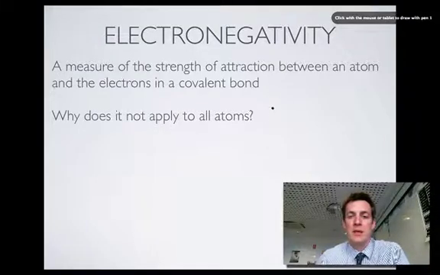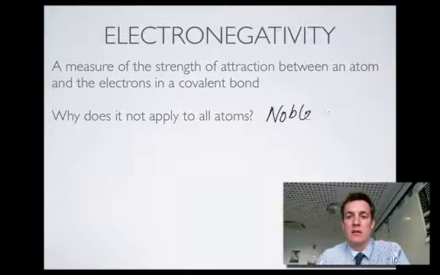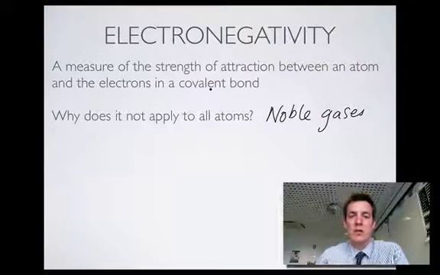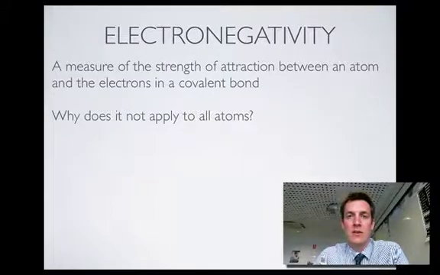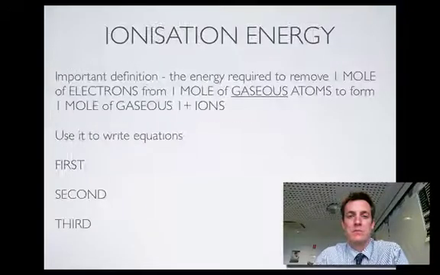Well, in particular, you've got the noble gases here. Noble gases often don't get given electronegativity values because they don't tend to form bonds with other atoms. As you know, they're quite unreactive things. So if you can't make them bond with other atoms, you can't measure how strongly they attract the electrons in a covalent bond. So that's what electronegativity is. It's a measure of the strength of an attraction between an atom and any electrons that it's sharing with another atom in a covalent bond.